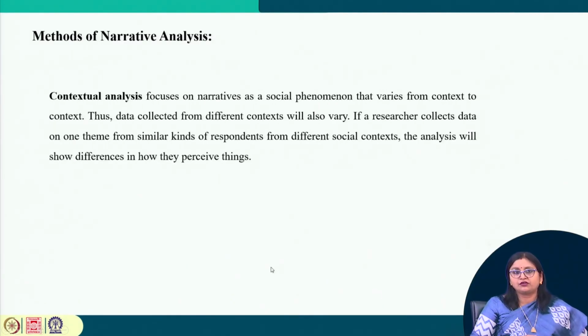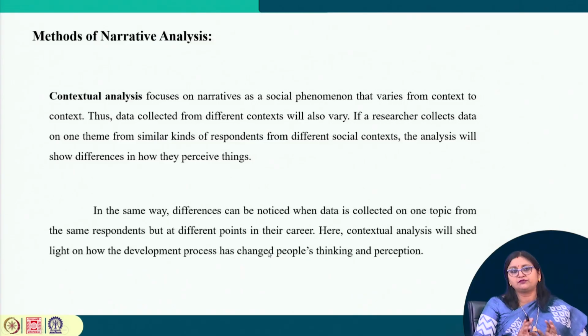And the last one is contextual analysis, focusing on narratives as a social phenomenon that varies from context to context. Thus, data collected from different contexts will also vary. If a researcher collects data on one theme from similar kinds of respondents in different social contexts, the analysis will show differences in how they perceive the same thing.